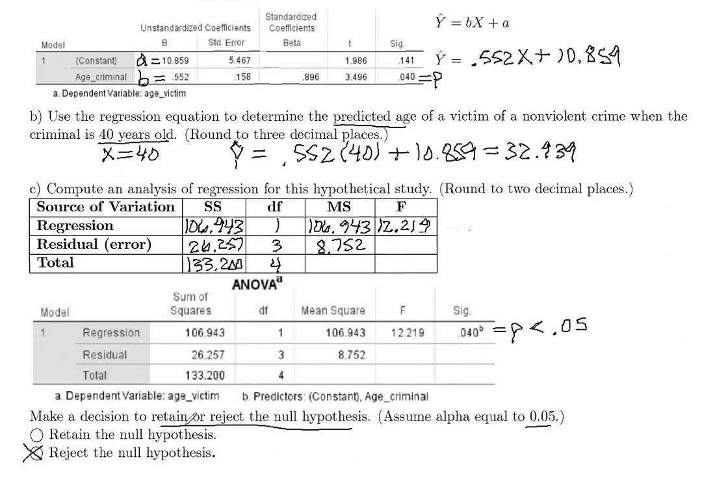So again, the null hypothesis is going to say that these two variables are not linearly related, and the alternative hypothesis will be that they are linearly related. So at the 0.05 level, we are confident of this equation.